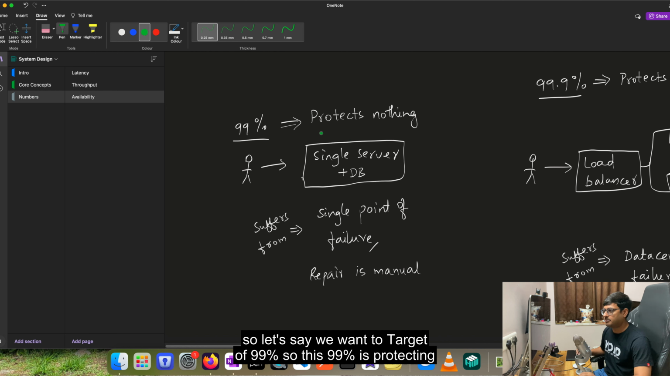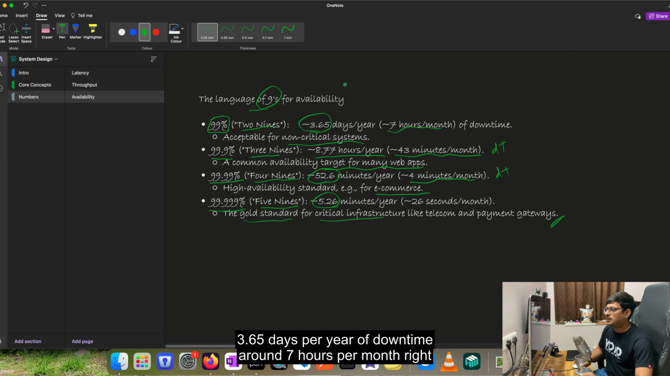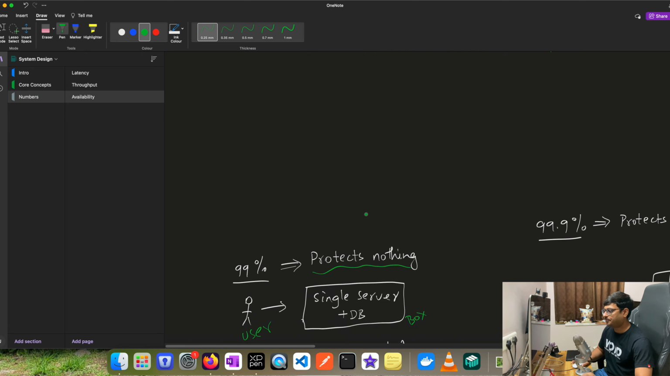This 99% is protecting against nothing. It is just a user connecting to a single server and a DB. This whole thing is one box, right? So if this box goes down, everything goes down. This setup suffers from a single point of failure, and repair is manual, right? That's why we get 3.65 days per year of downtime, around 7 hours per month, right?